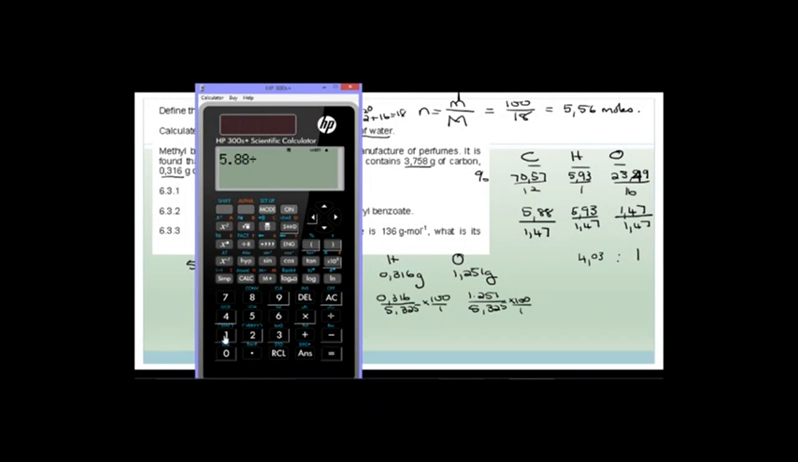5.88 divided by 1.47 is going to be 4, exactly 4. So therefore, I would say the ratio is C4H4O. Okay, so this is the formula. C4H4O is the formula for methyl benzoate. Interesting, hey.